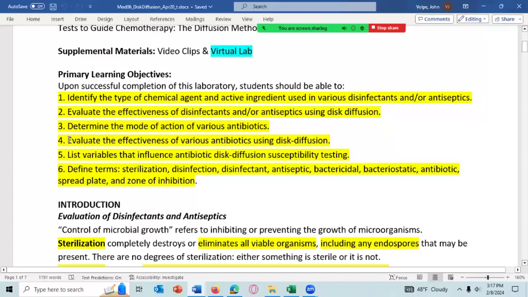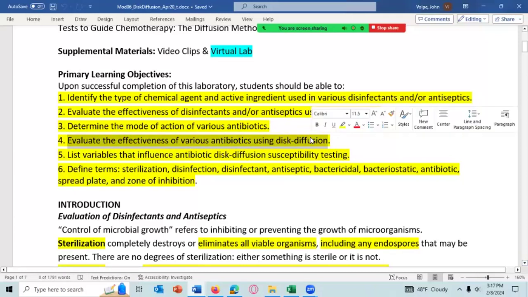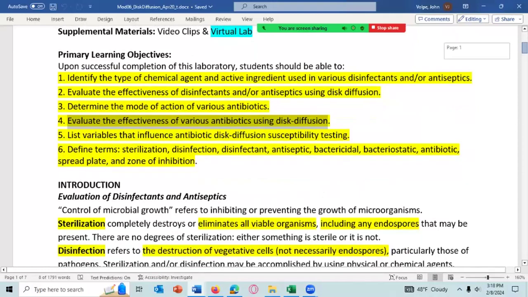And this is mainly what this lab is going to be about, using the Kirby-Bauer method to evaluate the effectiveness of the antibiotics. 5, list variables that influence antibiotic diffusion susceptibility testing. 6, be able to define the terms: what's sterilization, disinfection, a disinfectant, an antiseptic, a bactericidal agent, a bacteriostatic agent, an antibiotic, what's a spread plate, and what is a zone of inhibition. Any questions about what we're going to do?